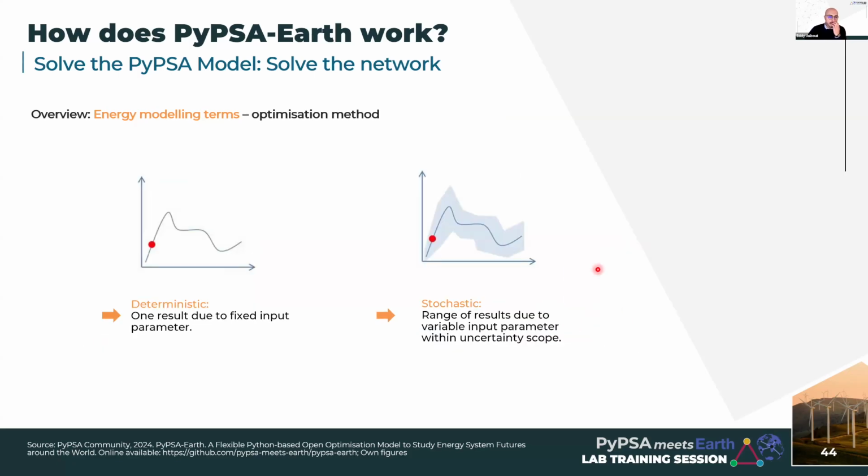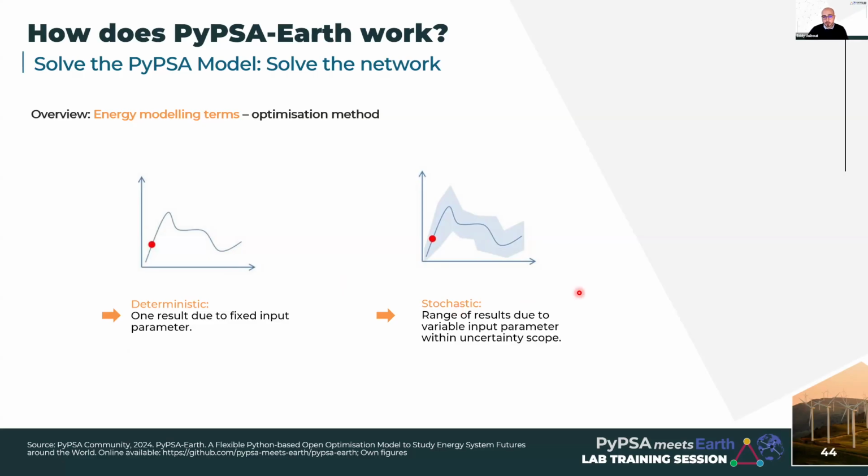Another term I want to explain here is also deterministic and stochastic. So there is an optimization which is deterministic, which we mostly use, especially in PyPSA-Earth, where we optimize to one single result in the future, which is the optimal result of having minimum costs of, let's say, expansion and generation.